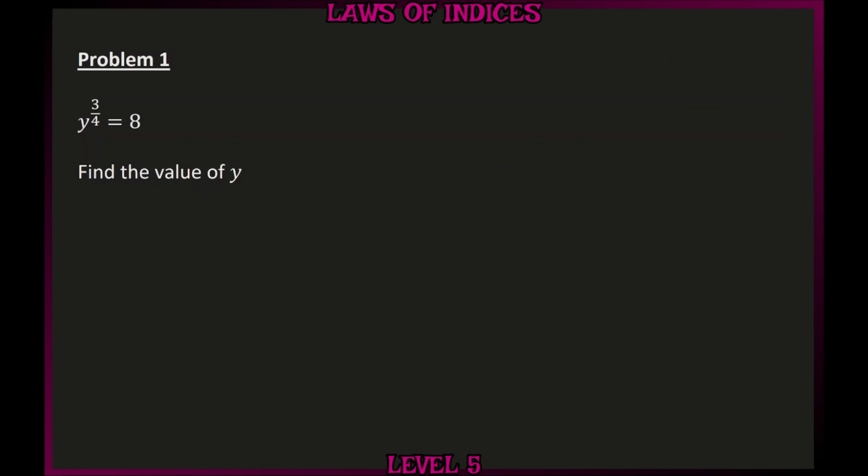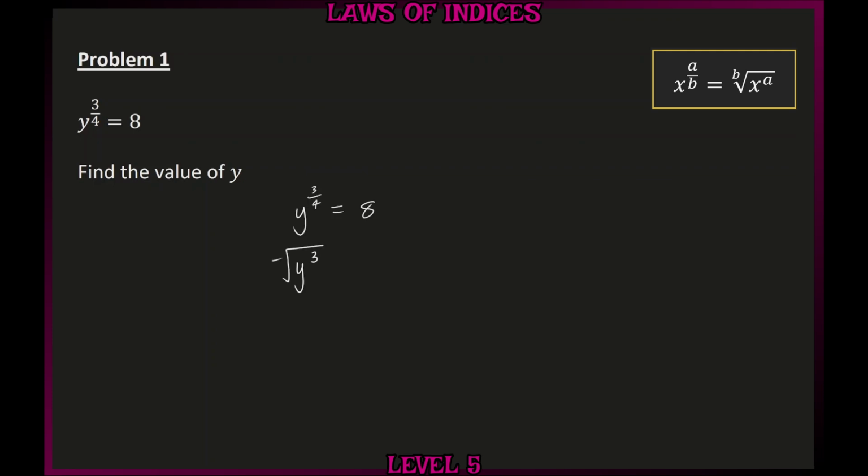In problem 1, we're told that y to the power of 3/4 is equal to 8, and we need to find the value of y. Since we have a fractional power on the left-hand side of the equation, we can use this law, which tells us that the numerator of the fraction is the power on y, and the denominator is the root. So this means that we can rewrite y to the power of 3/4 is equal to 8 as y to the power of 3, then take the 4th root of that, and that's equal to 8.